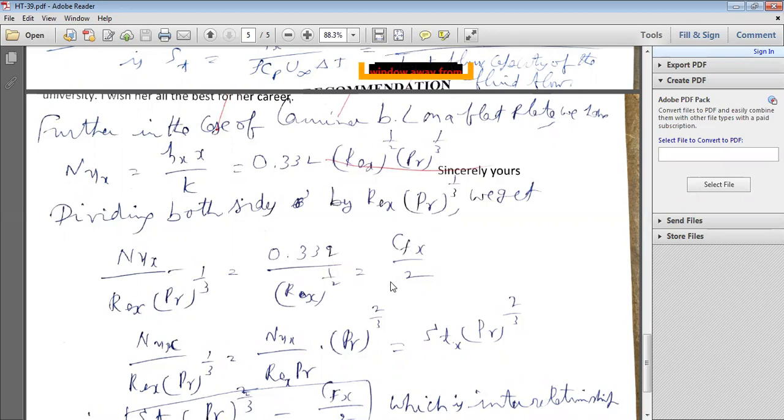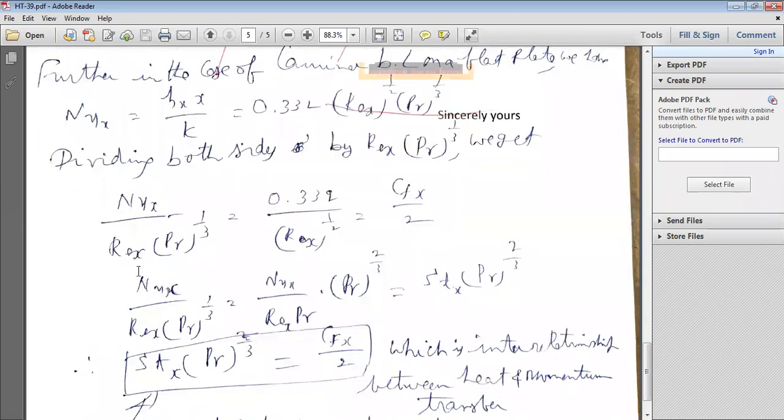You can write this one also as CFX by 2. That's why finally, this way the relation Nux divided by Rex into Prandtl number to the 1 by 3 is equal to 0.332 divided by square root of Rex, that is equal to CFX by 2. So from this, Nux divided by Rex into Prandtl number to the 1 by 3 is equal to CFX by 2, and this can be written as like this.